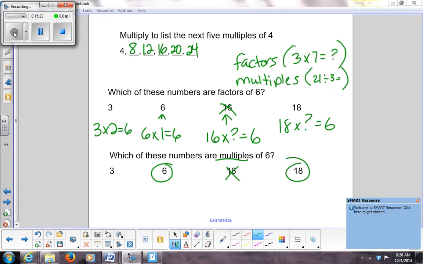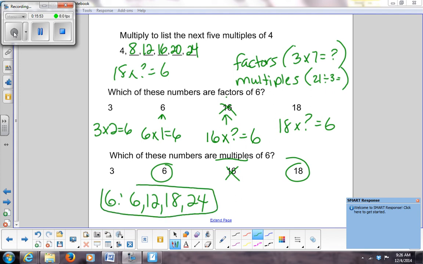Okay, so 6 is a multiple of 6, right? Because 6 times 1 is 6. So if I did my multiple chart, 6 times 1 is 6, 6 times 2 is 12, 6 times 3 is 18, 6 times 4 is 24. To figure out if it's asking you the factors of 6, ask: can 18 times something equal 6? If the answer is no, then it's not a factor. For multiples, you can do the multiple tree and see if it's there. If it's there, then it's a multiple.